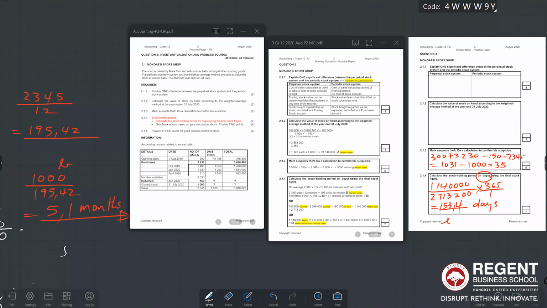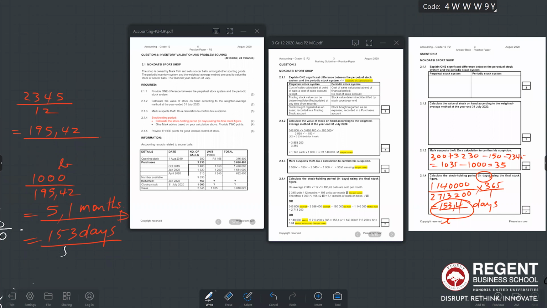So basically, 5 times 30 is 150 plus the 0.1, which is 3. It means 153 days. So you could have worked it out using this method, or you could have done it according to this method here. 153.4 or 153, if you did it like that, there's no issue. The examiner will give you full marks for your answer, and you can see exactly how you worked it out.